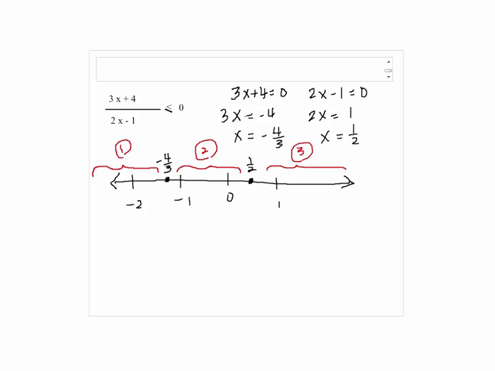So what we're going to do is pick any point that is within each interval. From interval 1, we can choose -2 as a test point. From interval 2, we can choose 0 as a test point. Try to choose an easy point. From interval 3, we can choose 1 as a test point.